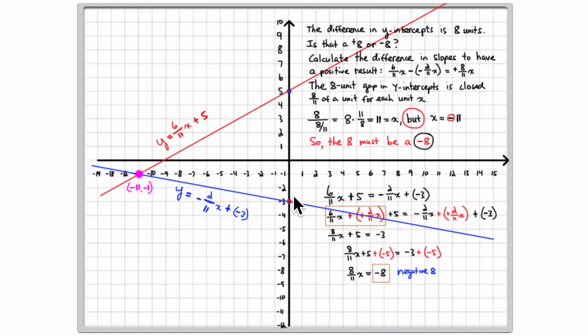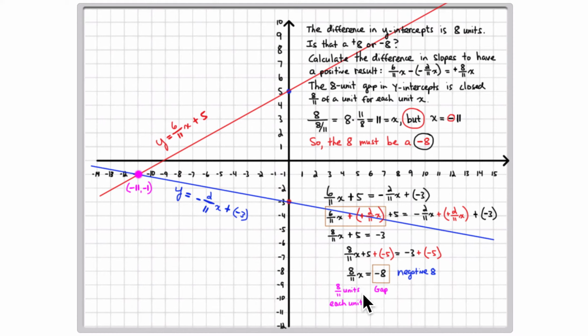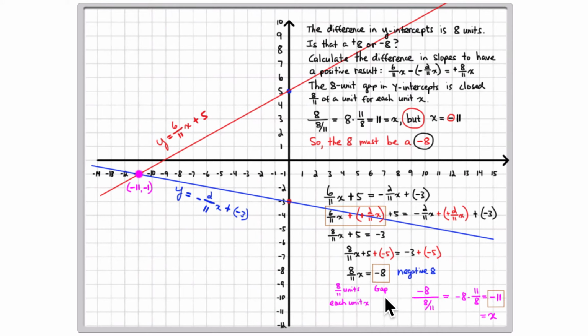I'm going to go this way in the negative direction. So to figure out how many times I can take 8/11 out of that negative 8, you divide. So 8/11 units, each unit x, I have a gap of negative 8. So I'm going to divide that negative 8 by 8/11. And so I'm going to end up multiplying by the multiplicative inverse, 11/8. That's how you would solve this anyway. You'd multiply negative 8 times 11/8. It's right here. And you end up with negative 11.